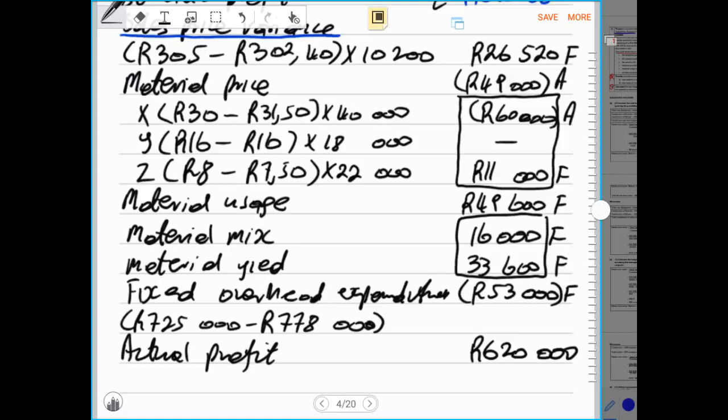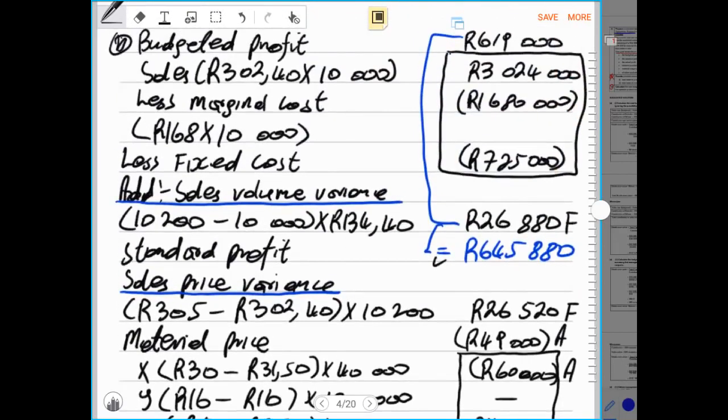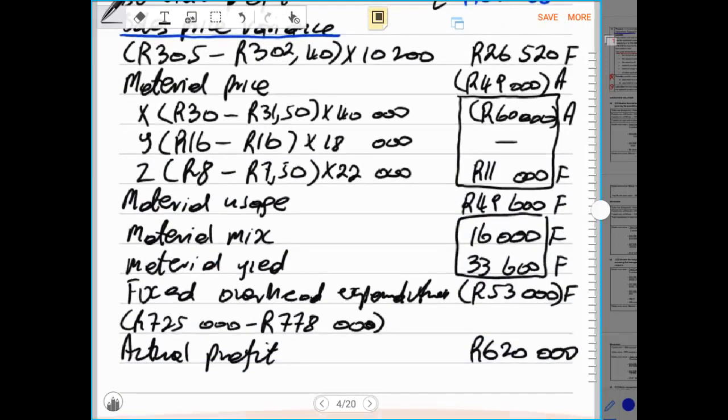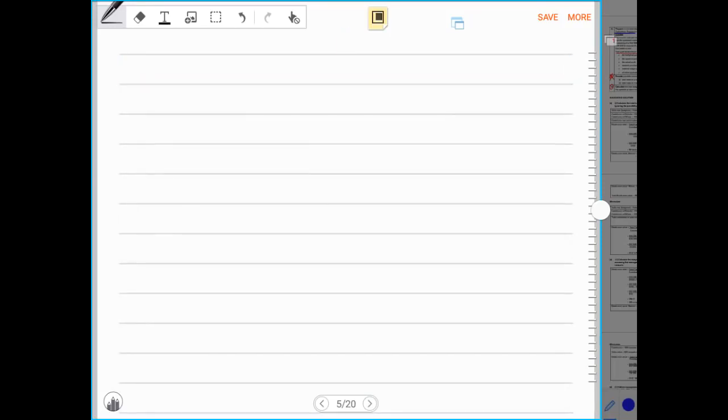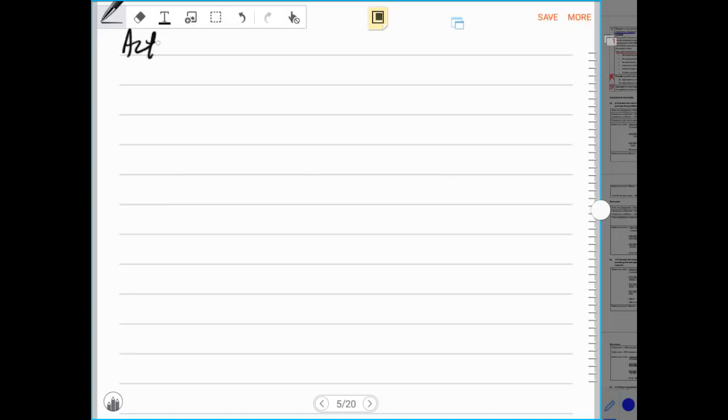So now we have calculated the budgeted profit as 690,000. Then we have reconciled up to the actual profit. So now we need to calculate the actual profit so that it gives us the same amount of 620,000. If it does not give me that, then there is a problem, or I would have calculated something wrong somewhere. So now I'm calculating my actual profit.